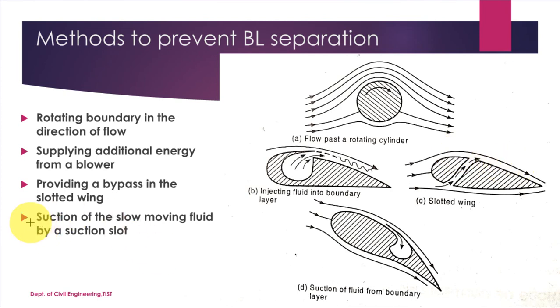Then there is also suction of slow moving fluid by a suction slot. We have seen that the velocity is reduced. So if there is any very slow moving fluid element, those fluid elements can be sucked in through the suction slot. So this method can also prevent boundary layer separation. These are the different methods you can explain with the help of the figure.